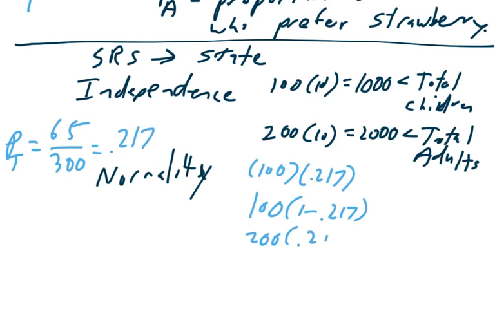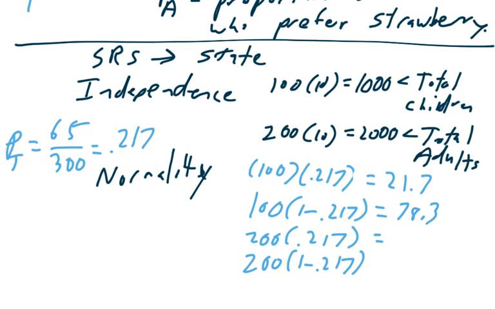200 times, and I realize that it seems silly to do the bigger number because you know these are going to be higher than the smaller numbers, but we need to basically show that all of them are bigger than 10. So let me take those off because we need the numbers. So this is 21.7, 78.3, 43.4, and 156.6, which are all bigger than 10.